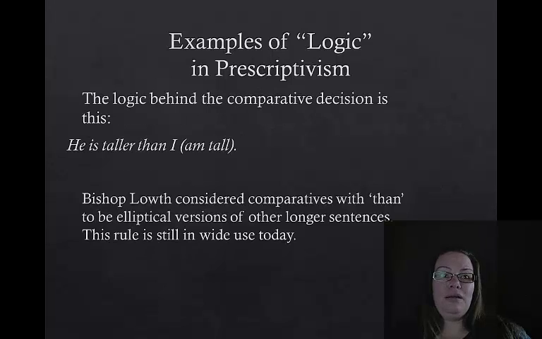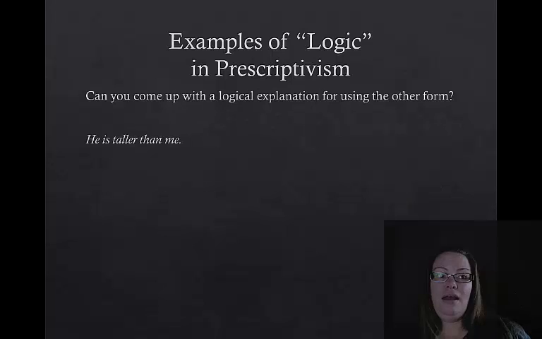Okay. The logic behind this decision is that Bishop Lowth felt that the comparatives with than were actually shorter versions of a longer sentence. And so we should use the same as it would be in the longer sentence. So the longer sentence would be something like, he is taller than I am tall, which means that the ellipted version or the shortened version is, he is taller than I. Okay? But there are some logical reasons why they could have gone with the other form.